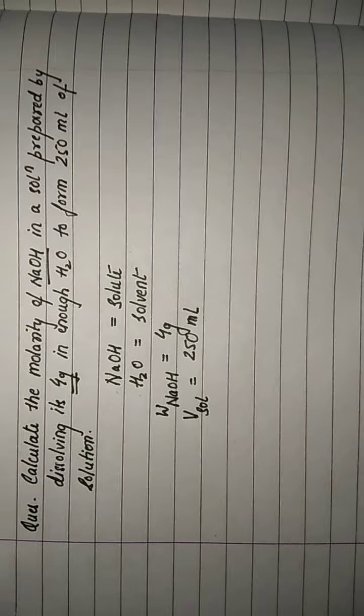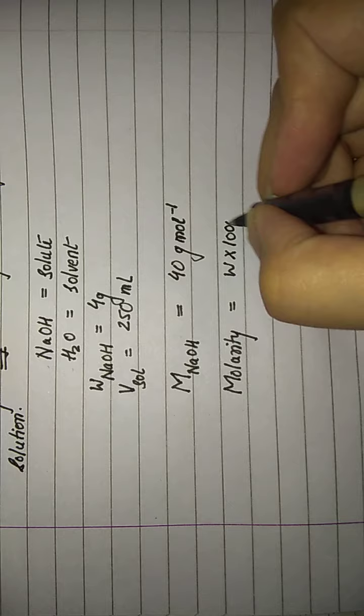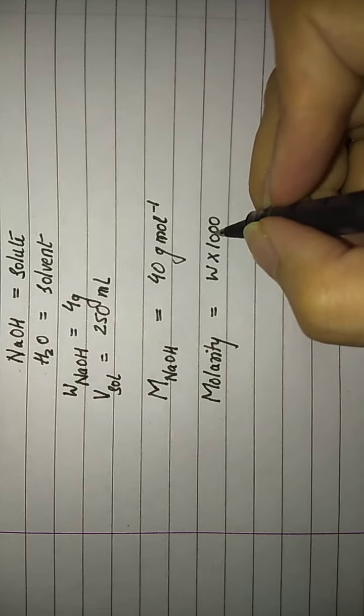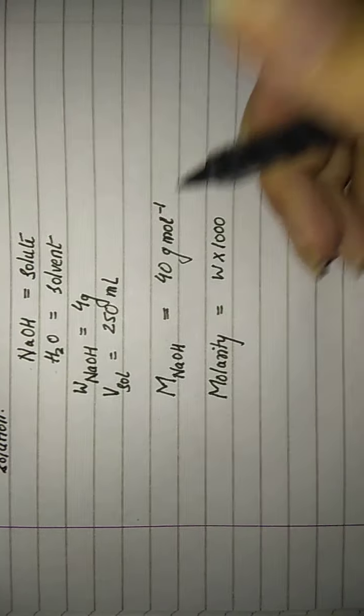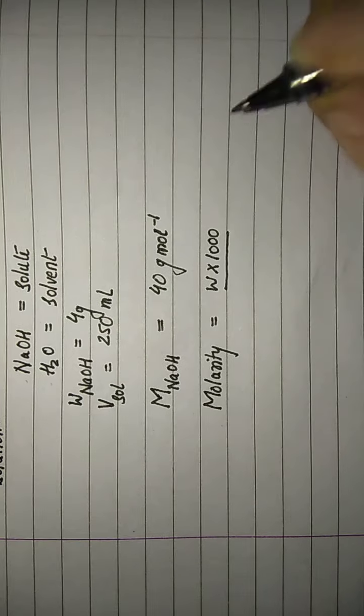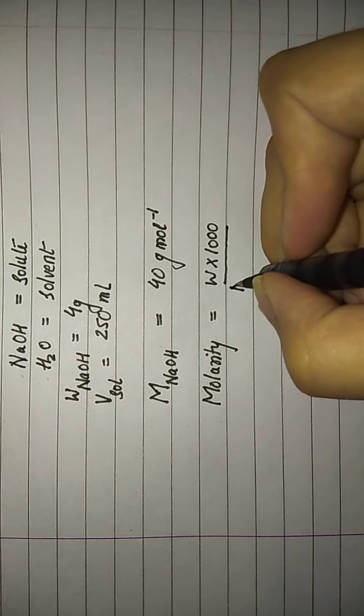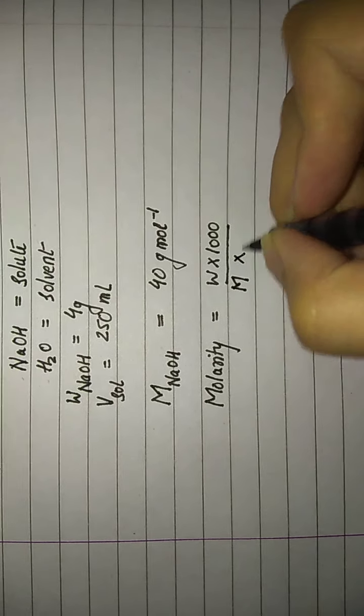Now let us use the expression of molarity. Molarity is equal to W into 1000. Now when do I have to use this 1000? When my volume is in milliliters. W into 1000 divided by molar mass into volume in milliliter.